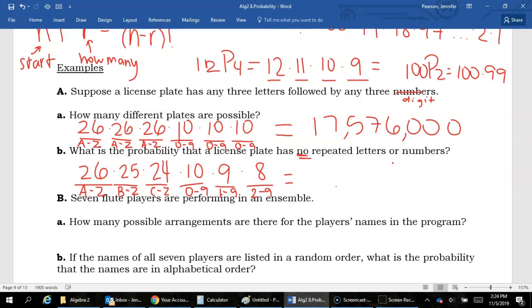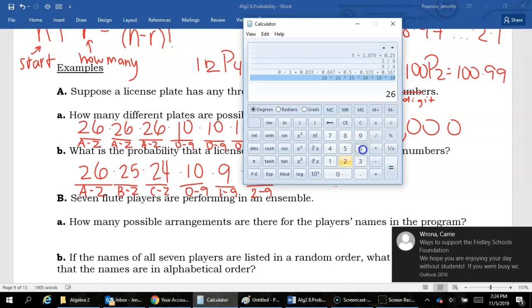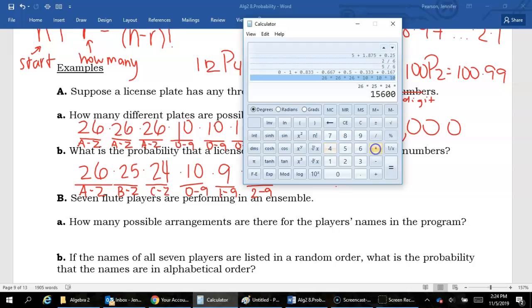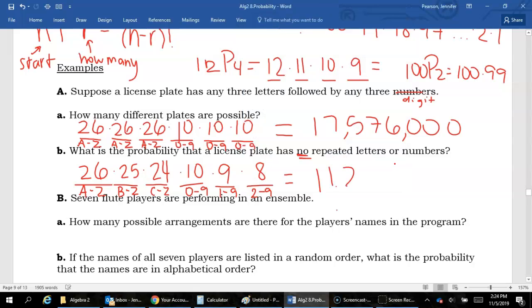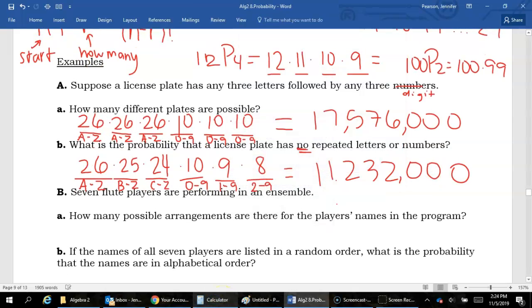And if I want the number of license plates that don't allow repeats, I can just multiply all of those guys. 26 times 25 times 24 times 10 times 9 times 8. And we have about 11 million license plates. 11,232,000 do not allow for any repeating values. So that means about 6 million of our license plates have some repeated digits or letters on them.